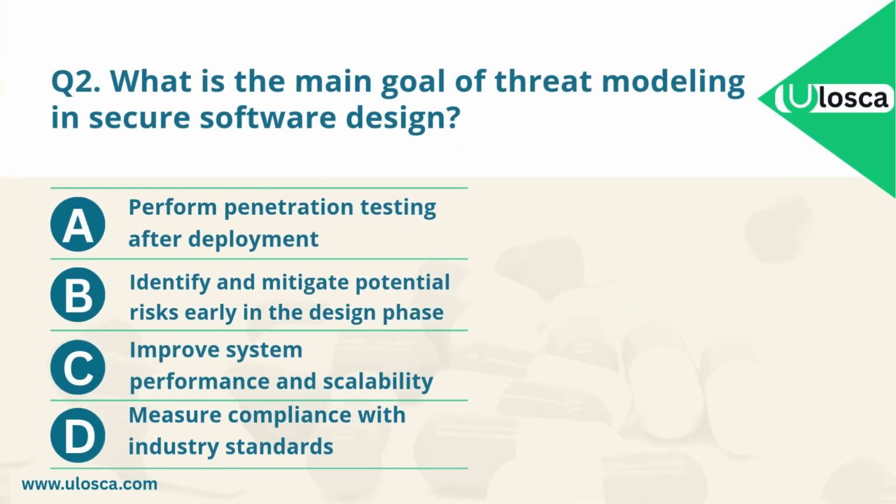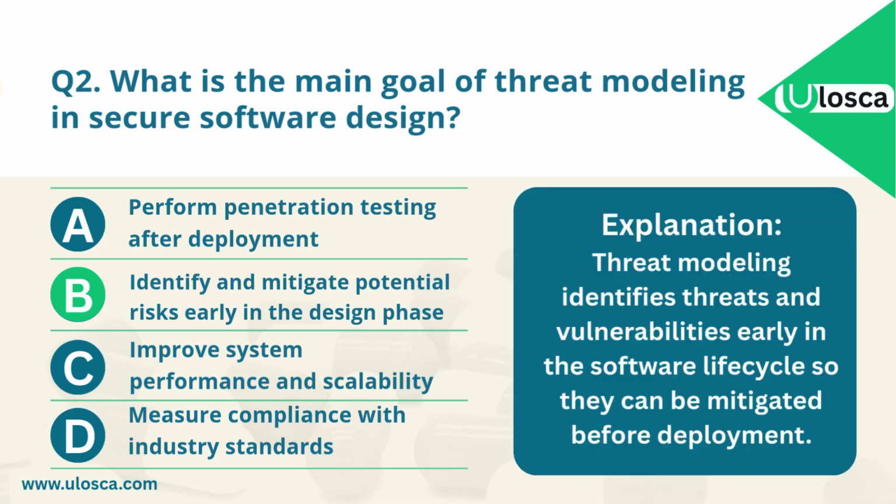The correct answer is B. To identify and mitigate potential risks early in the design phase. Explanation. Threat modeling identifies threats and vulnerabilities early in the software lifecycle, so they can be mitigated before deployment.